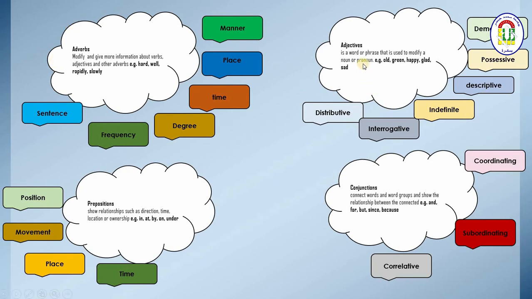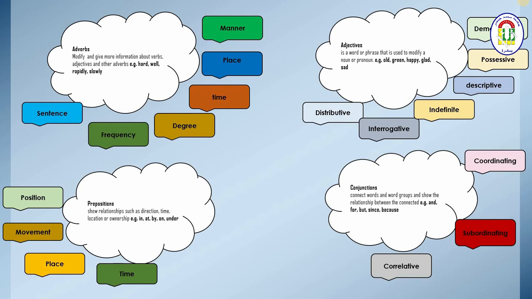Also adjectives. Adjectives normally are words or phrases that are used to modify a noun or a pronoun. And it is normally like old, green, happy, glad, and sad. But these are not all the adjectives that we have. Normally these are the descriptive adjectives, but we have other kinds of adjectives too. And here, normally the adjective goes most of the time with the linking verbs. I say, I became so happy. So it is with a linking verb, or it can be before a noun.